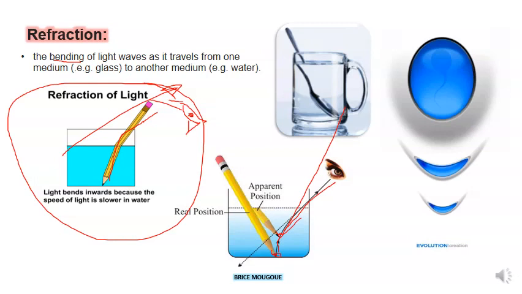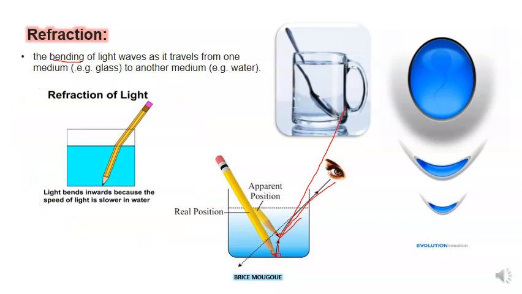Now, what causes that bending? That bending is caused as a result of the difference in the properties of these media. And how do we call that bending, which is caused by this difference in properties? That bending is what we refer to as refraction. That's what refraction is. Let's look at more examples.